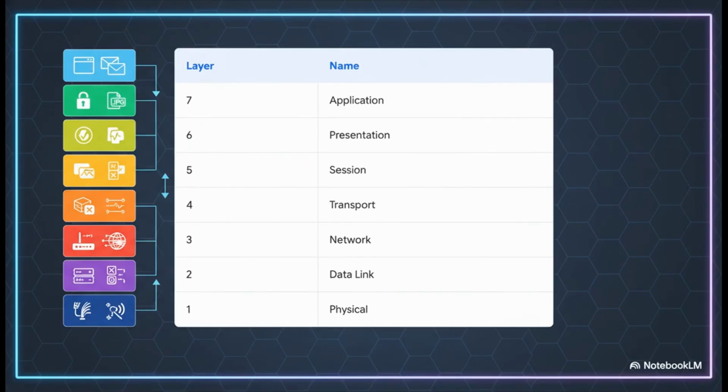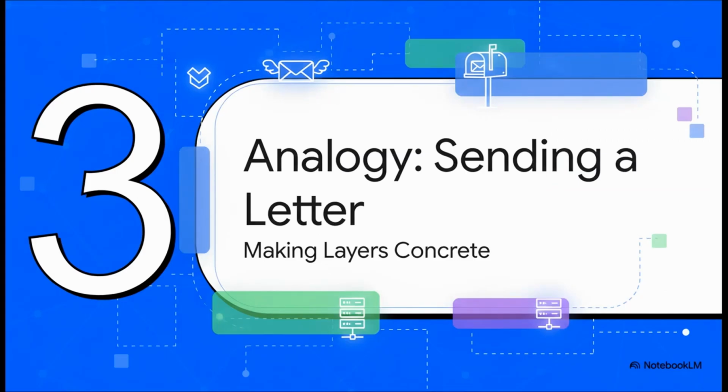And here they are in all their glory, the famous 7 layers developed by the International Organization for Standardization, or ISO. We've got application way up at the top, layer 7, and it goes all the way down to the physical layer at the bottom, layer 1. The big idea here is that each layer has one specific job to do, and it only talks to the layers directly above and below it.